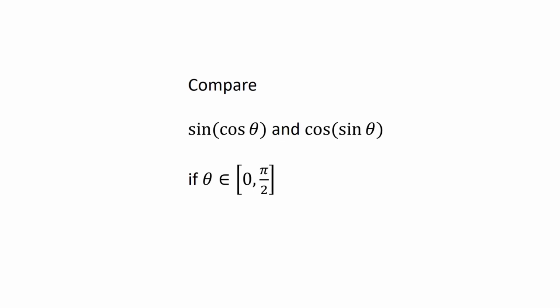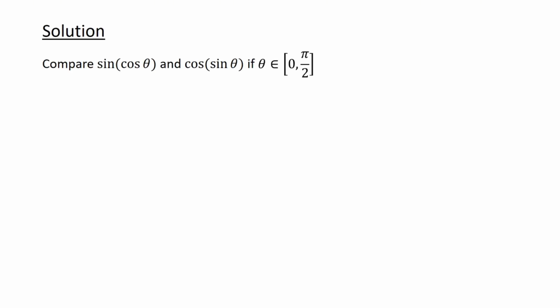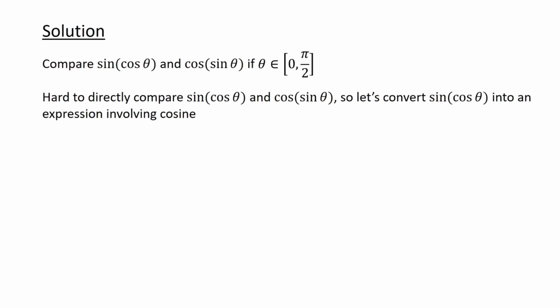In this video, we want to compare sine of cosine theta and cosine of sine theta if theta is in the closed interval from 0 to pi over 2. It is hard to directly compare sine of cosine theta and cosine of sine theta, so let's try to convert sine of cosine theta into an expression involving cosine.